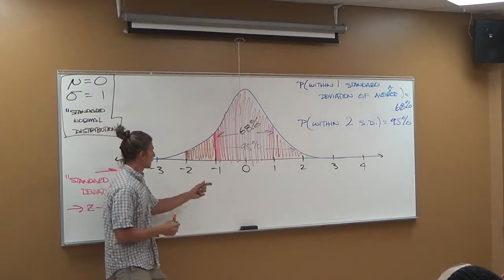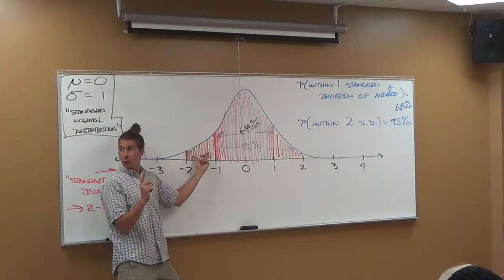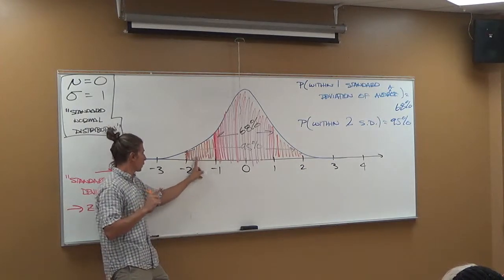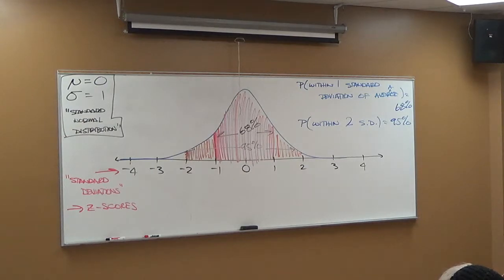Let me ask you a question. What's this right here? Just this little orange piece right here? Think about that for a couple seconds. Don't just give me an answer right away. What area would be right here between -2 and -1? Think about it and raise hands. Let me see hands on that one.